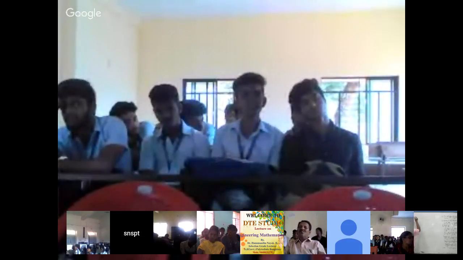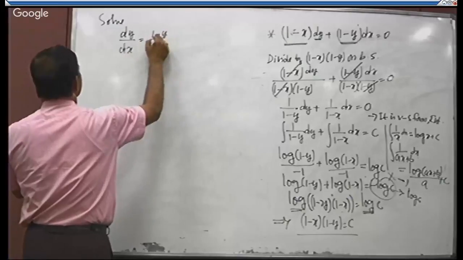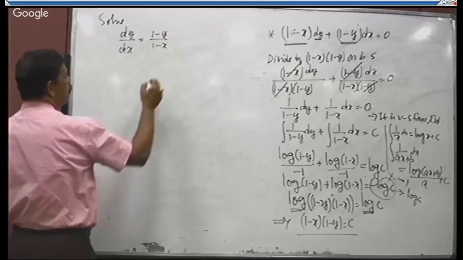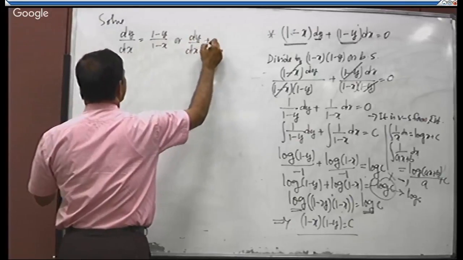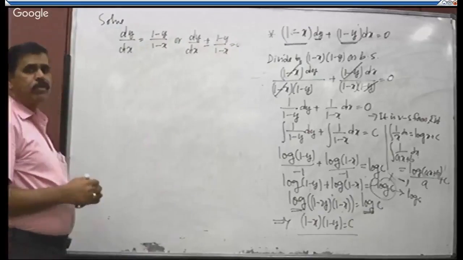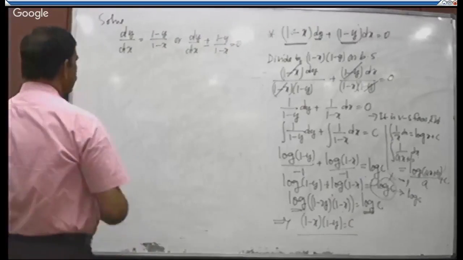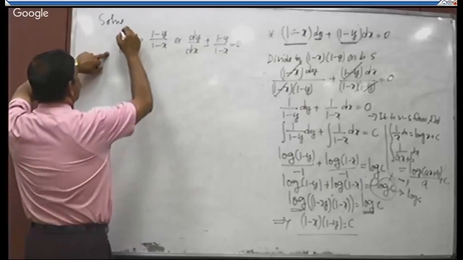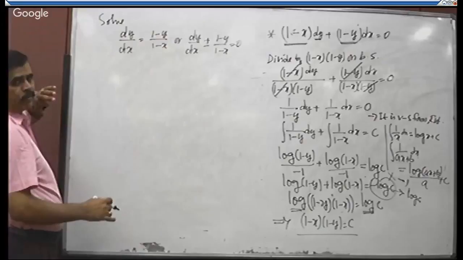See, the same problem will be given in this form. Solve dy by dx is equal to 1 minus y by 1 minus x. Or it will be given like that: dy by dx plus or minus 1 minus y by 1 minus x is equal to 0. They may give you plus or minus any one, right? If it is the case, you just cross multiply these two. It will become standard form, right?